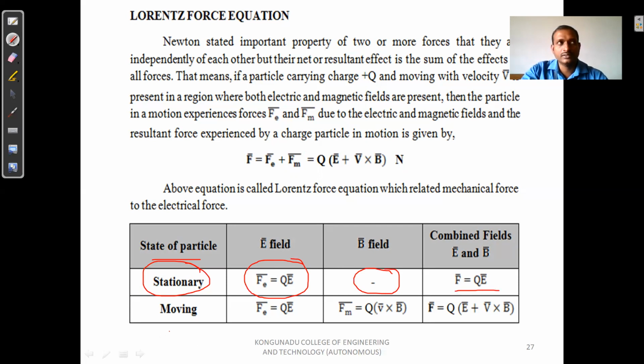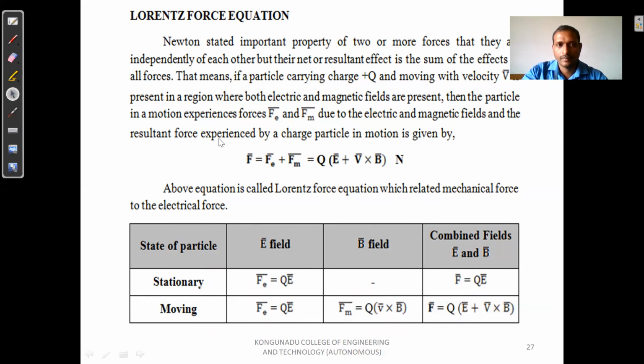Next, if the particle is moving, in terms of the electric field we experience the force QE. In terms of the magnetic field, we experience Q into V cross B, where V is the velocity vector and B is the magnetic flux density. If the combination of electric field and magnetic field is available, finally the Lorentz force equation becomes F equal to Q into E plus V cross B. This is the Lorentz force equation.